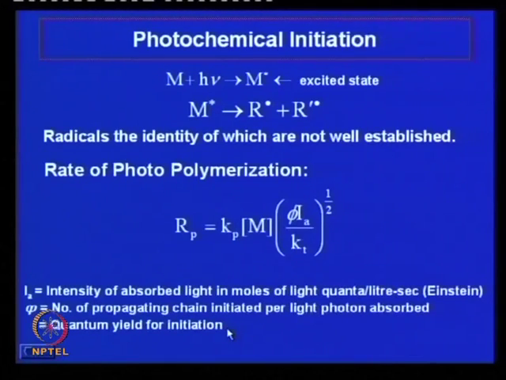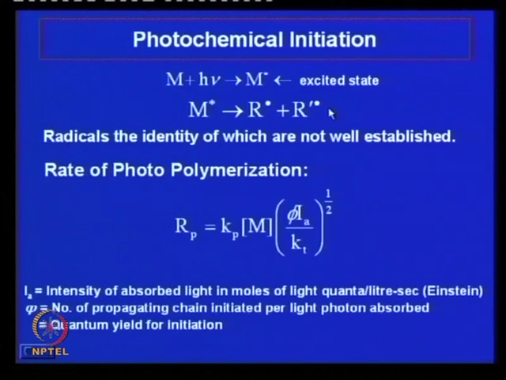Photochemical initiation. This is the monomer, and this is the light h nu, and this is the excited state of the monomer when it absorbs light of a suitable wavelength. Once this monomer is excited by light, the pi bond of that monomer dissociates, producing free radicals R dot, R prime dot, and that initiates polymerization.